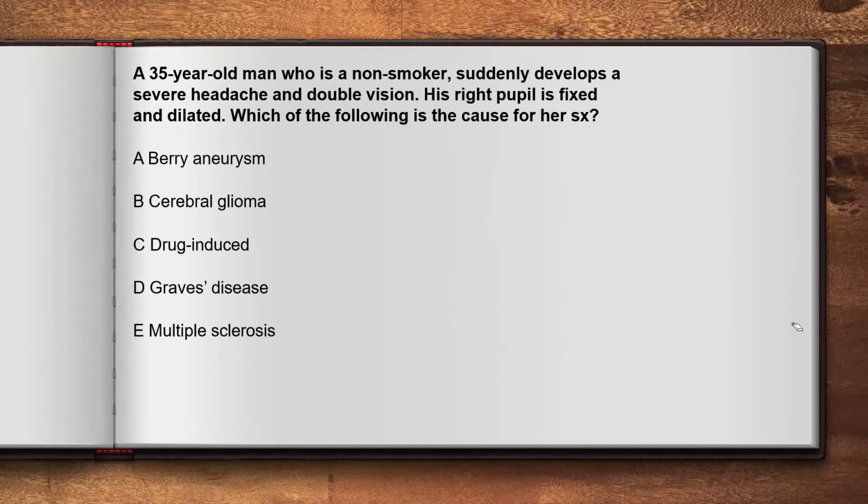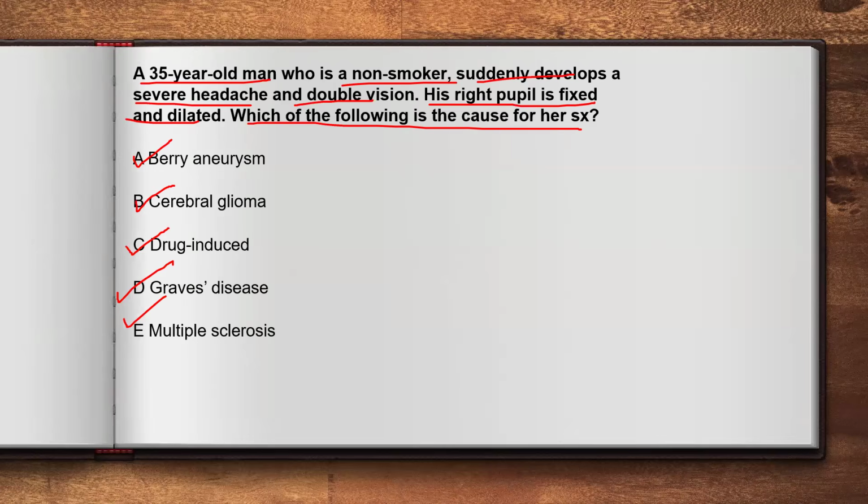All right, now a similar question, but with a little bit of tweaking, so the answer is changed because of that. A 35-year-old man, non-smoker, sudden onset of severe headache and double vision. The right pupil has become fixed and dilated. Which of the following is the cause of his symptoms? Berry aneurysm that has ruptured, cerebral glioma, drug-induced, Graves' disease, or multiple sclerosis. See how changing a bit of the symptoms and wording has changed the whole diagnosis. So what is the answer here?